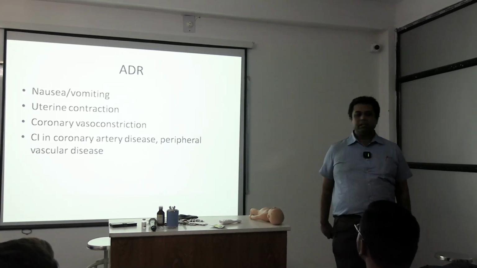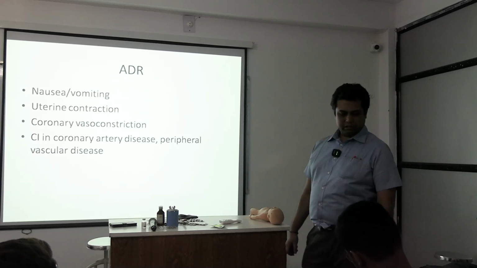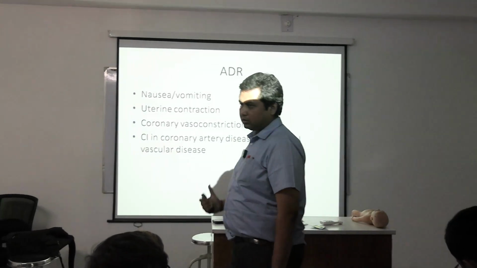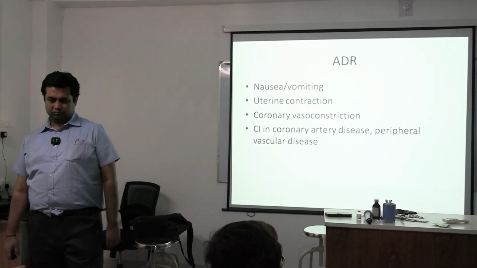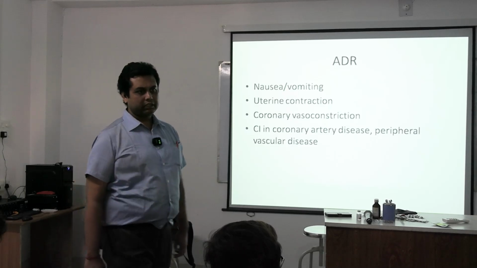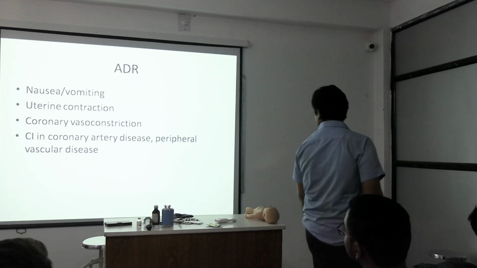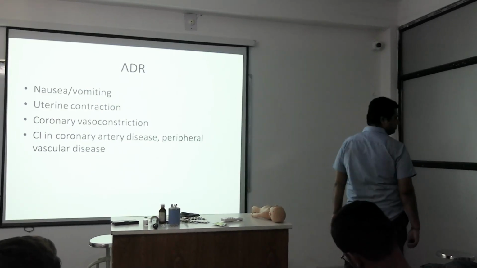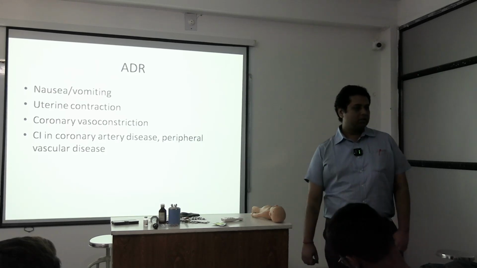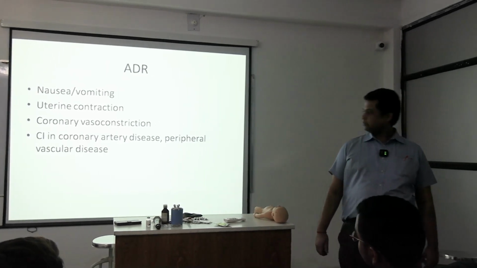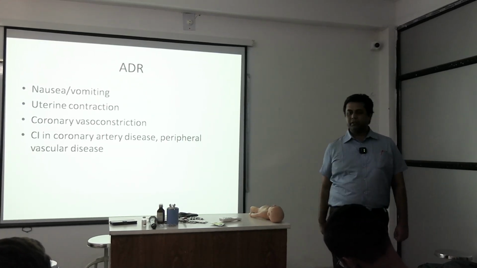Then uterine contraction. So in postpartum hemorrhage it is used for uterine contraction. So what will happen if the lady is pregnant? Abortion হয়ে যাবে, ঠিক আছে? There will be forceful contraction and expulsion of the fetus. ঠিক আছে? Coronary vasoconstriction. So you must be careful in patients with myocardial ischemia. Contraindicated in coronary artery disease, peripheral vascular disease.